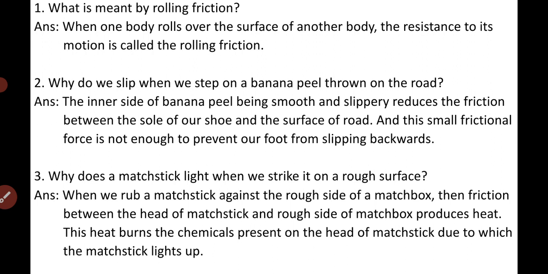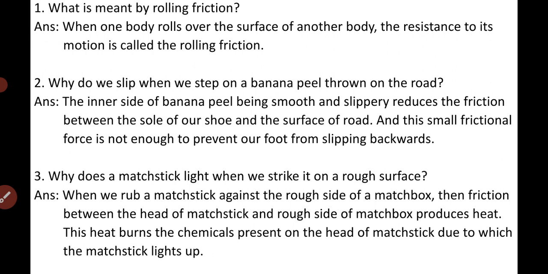So it will reduce the friction between the sole of our shoe and the surface of the road, because the sole of our shoe is in touch with the banana peel, and the inner side of the banana peel is in touch with the surface of the road. Due to the smooth and slippery inner surface, there is a small friction, which is not enough to prevent our foot from slipping, and thus we will slip backwards. Am I clear to you?